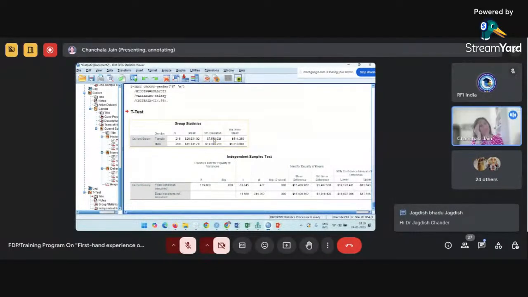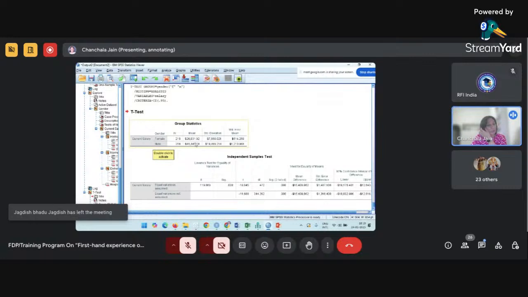The first table is the group statistics table, where you can find that for the current salary for the female and male, we are having a total of 216 females and 258 males. Mean salary for the female is 26,031. For male, it is 41,441. Standard deviation is also mentioned for both the groups, and then standard error of mean is mentioned.